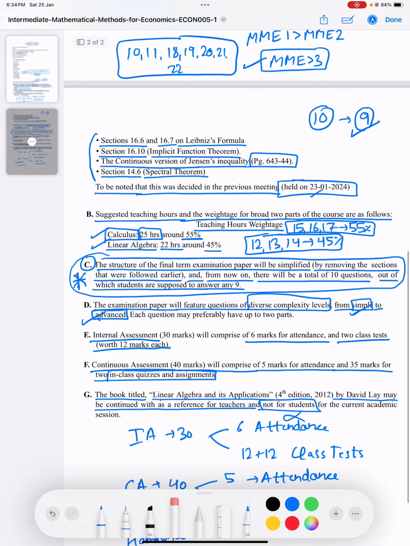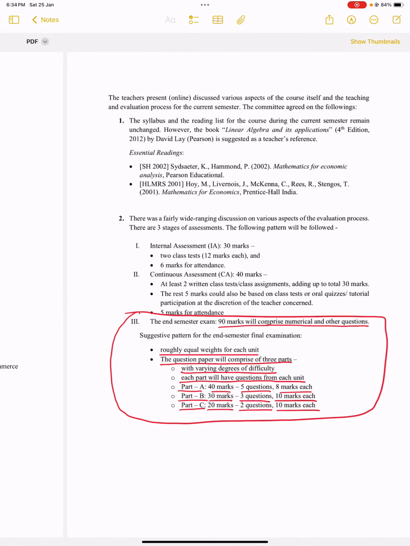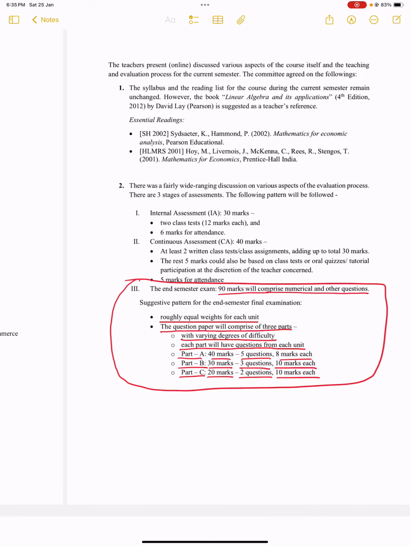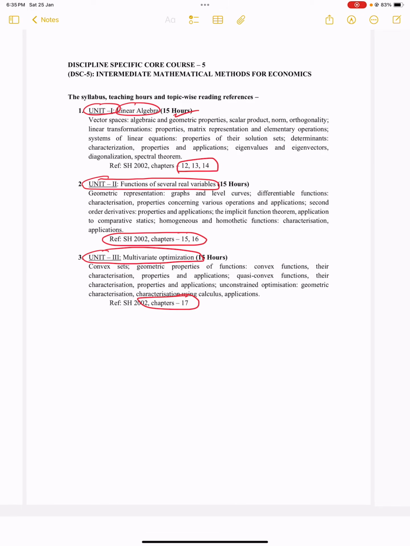And just to have a brief overview of the last-to-last meeting: 3 stages of assessment, it was decided in that meeting, so they are continuing with this. Continuous assessment 40 marks, at least 2 written class tests and class assignments, adding up to a total of 30 marks. The remaining 5 marks could be based on class tests or oral quizzes, tutorial participation, at the discretion of the teacher concerned. So it is up to the teacher what type of assignment or test he or she wants to take.